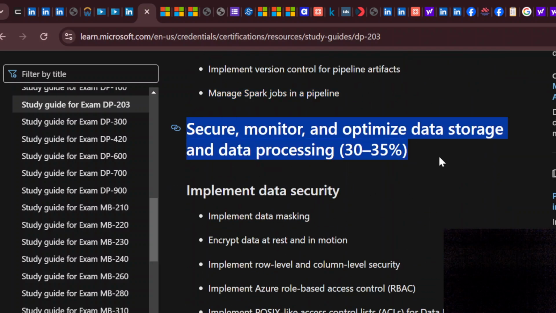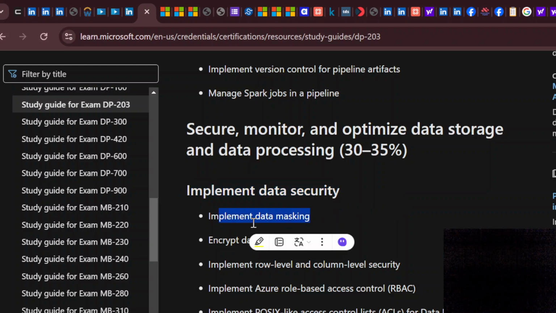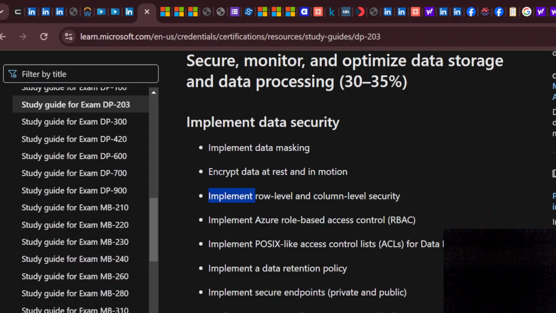Now securing, this is the most important one as well. I think this is a bit complex also. Secure, monitor and optimize data storage and data processing. Data masking, data security, right? Data masking, encrypt data at rest and in motion also.